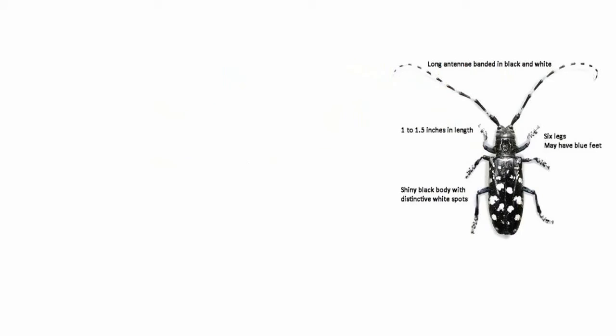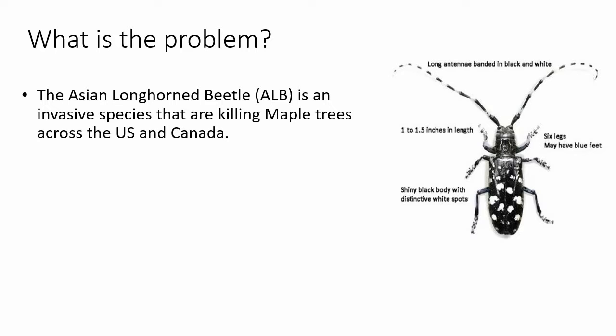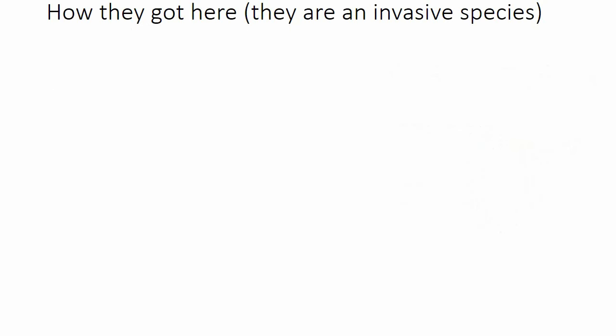with the beetle. The Asian longhorned beetle is an invasive species that is killing maple trees across the US and Canada. Thus, maple farmers aren't able to keep their maple farms once the species has infested. Since they are an invasive species, they have no natural predators and are killing maple trees very rapidly.